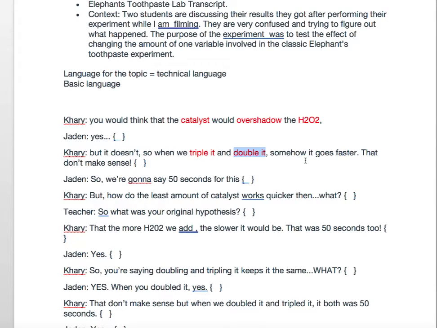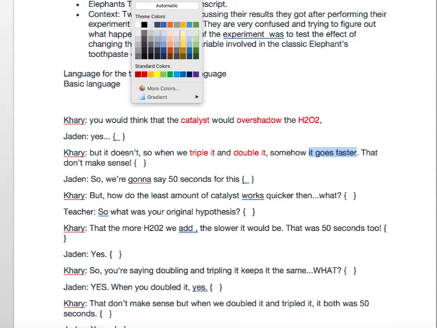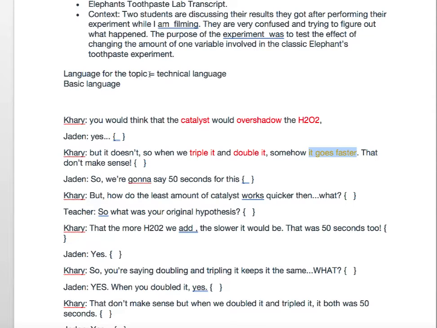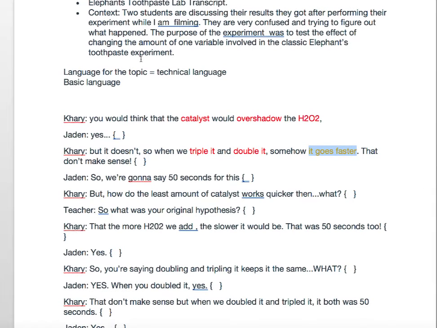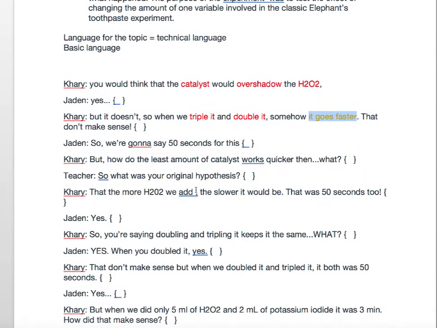Somehow it goes faster. This is indeed describing a quality. All right, tell you what, I'll put that one in orange. I'll say that's basic language, but it's something I wish we could say accelerate. There's technical language, increase in speed. There's other ways of saying that academically. All right, so this yellow, orange, or mustard colored, I'm going to count that as academic language too, but it's a little too BICS-y.